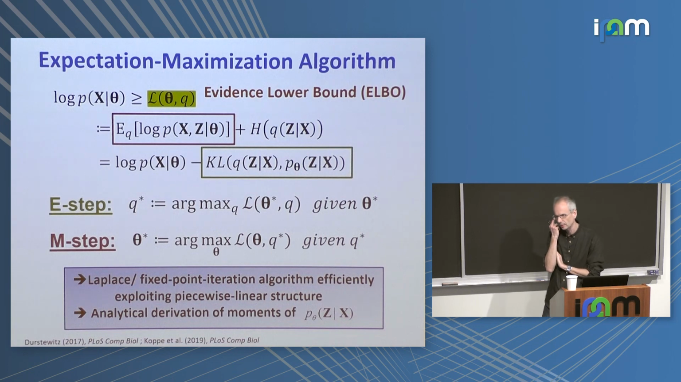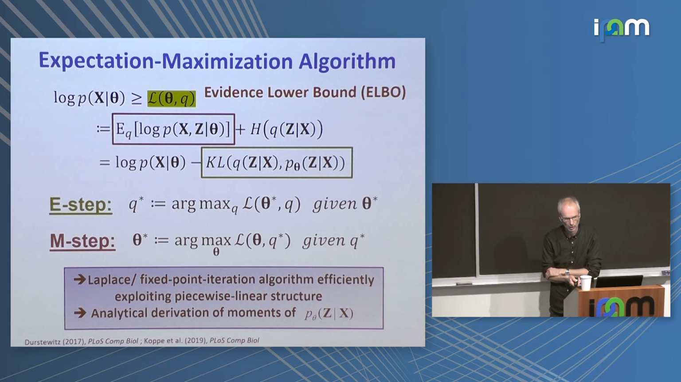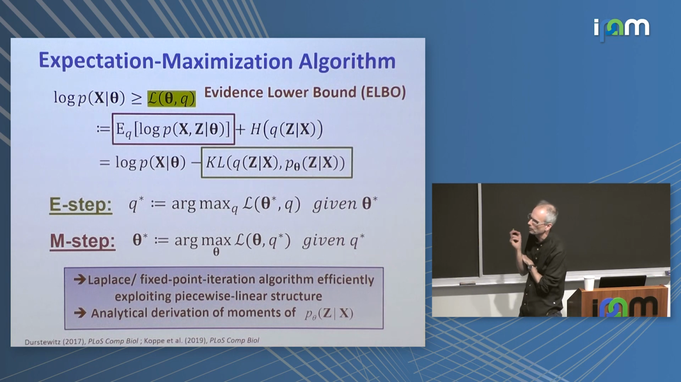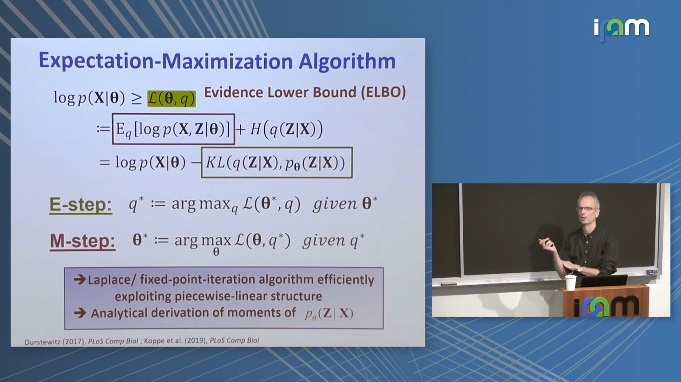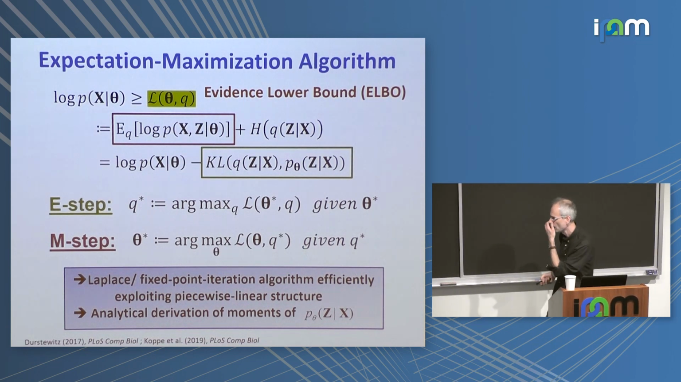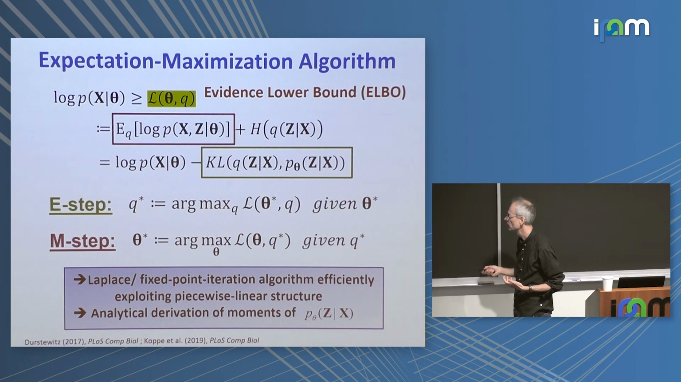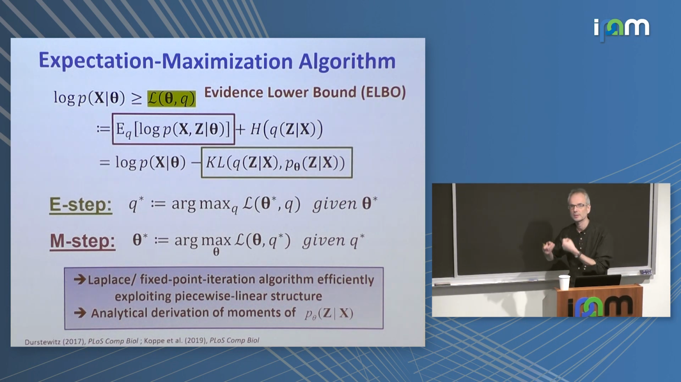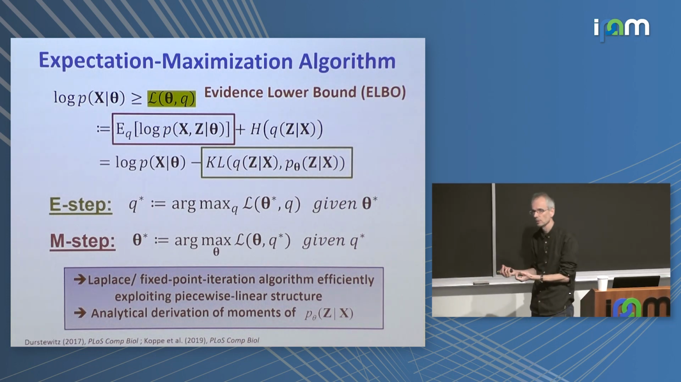The bottom line here, and I can tell you more about the details afterwards, is that for piecewise-linear recurrent neural networks you can design very efficient inference algorithms. You can really exploit the piecewise-linear structure of your model, and we do that with a certain type of fixed-point iteration algorithm. Then you can analytically derive most of the moments of your posterior probability distribution. So that's analytically tractable, and that makes it efficient and fast.